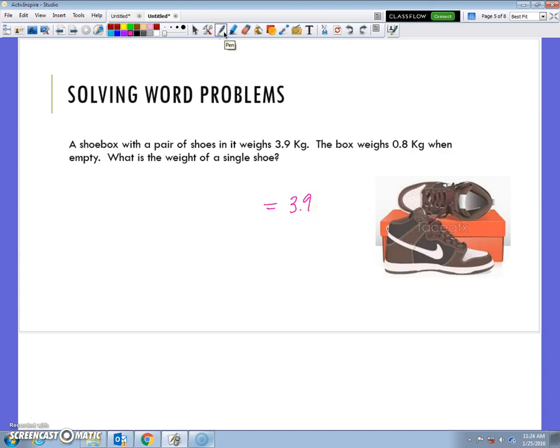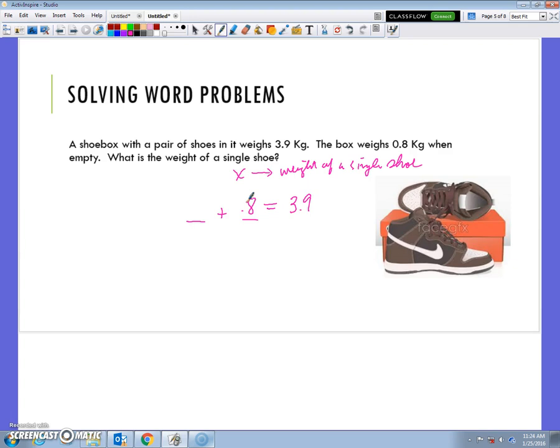I guess before we get started, I should say what is the weight of a single shoe. That's going to be my variable. X is the weight of a single shoe. And together, the box plus the shoes together weighs 3.9 kilograms. But I do know that the box for sure weighs 0.8 kilograms without any shoes in it. We need to figure out how much one single shoe weighs.